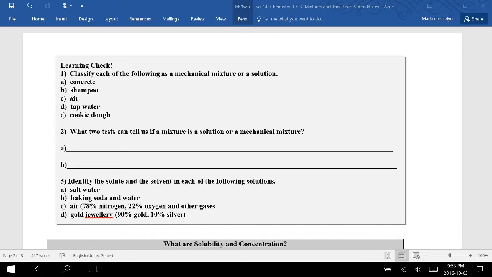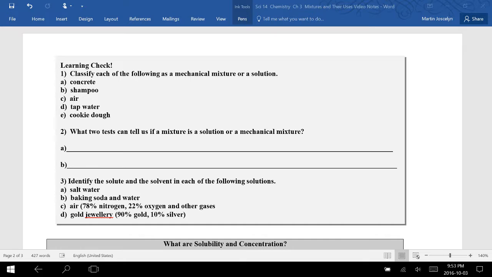Air. There's a tricky one. So I have 78% nitrogen, 22% oxygen, and then the rest is all other gases. So air, which of those gases is my solute? And which are my solvent?